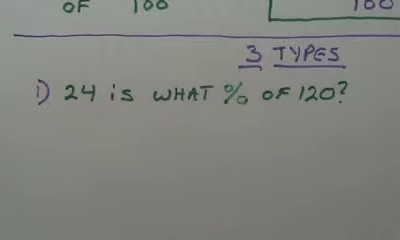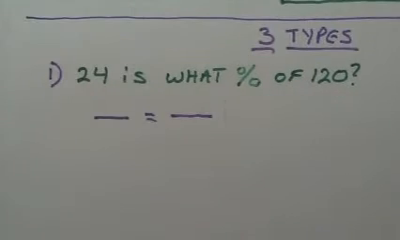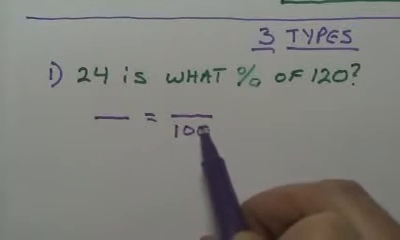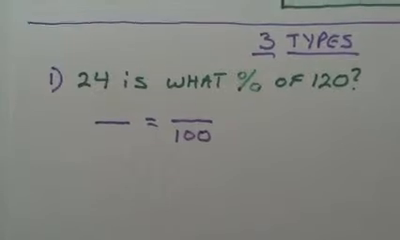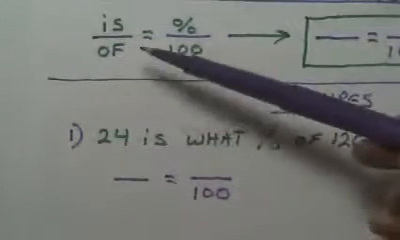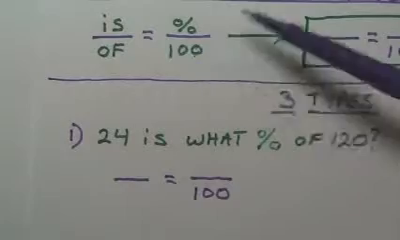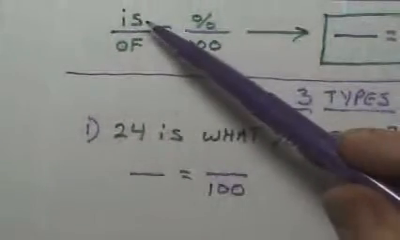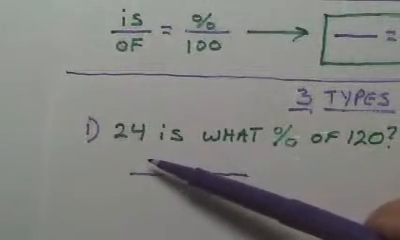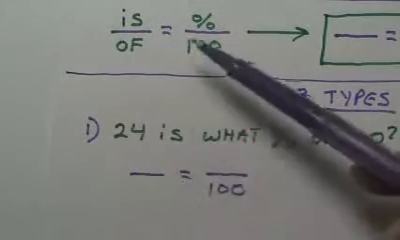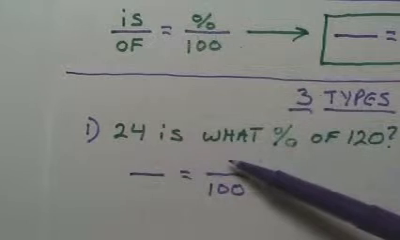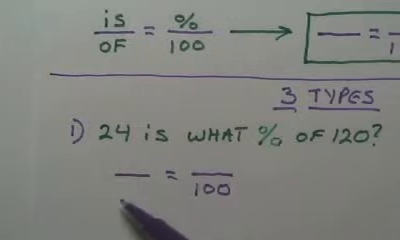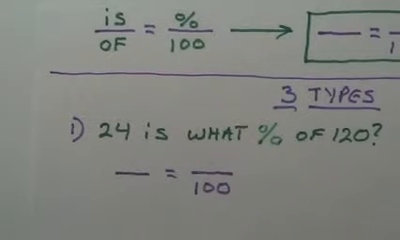Okay, the first thing we do is set up our proportion. So you have these two bars equals each other and then 100 down below. Now if you look up above, we have the words is, of, percent, 100. That's because that's where those numbers go. If you have an is number, it goes in this spot. If you have an of number, it goes down here. If you have a percent number, it goes there. So we're going to be putting two numbers in here, and we're going to have one unknown.